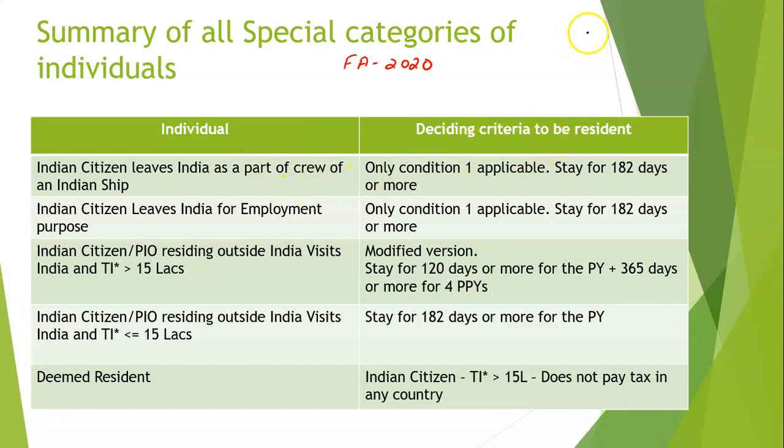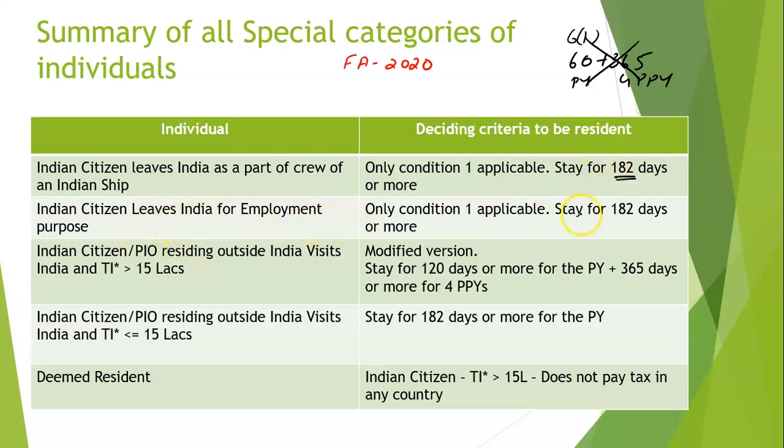And also do keep in mind, for all the special cases, we do not have the second basic condition as per 6.1, that is, the second basic condition of 60 plus 365 days. That is 60 for the previous year and 365 for the 4 preceding previous years. No, we do not have this criterion. Let's check all the sections one by one. Indian citizen leaves India as part of the crew of an Indian ship. Only condition 1 applicable, that is, only 182 days applicable. Check whether the citizen stays for 182 days or more. If yes, resident. If not, not resident.